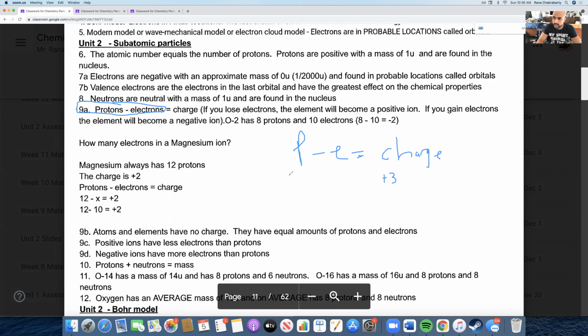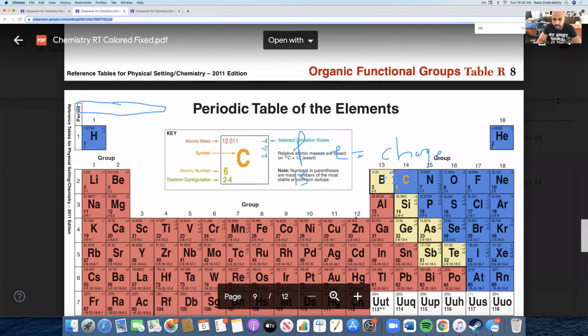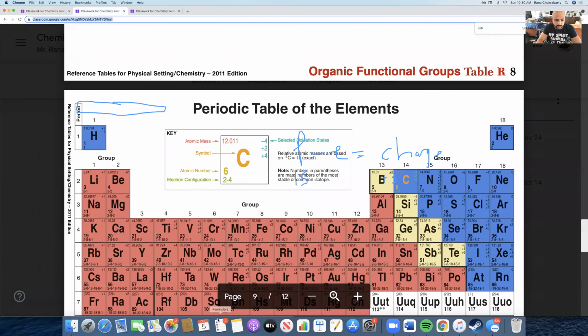You know protons is 13 because you looked on the reference table for aluminum. Let me make this more clear. Aluminum has 13 protons because the atomic number tells you the protons, and aluminum's protons is always 13.